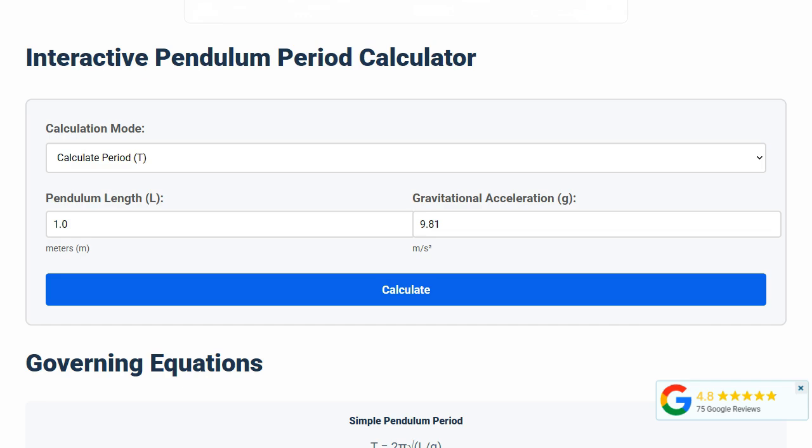Next, enter the gravitational acceleration. On Earth, this is typically 9.81 meters per second squared. You can also include a damping coefficient if you want to account for air resistance and friction.